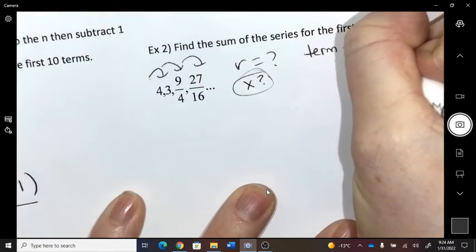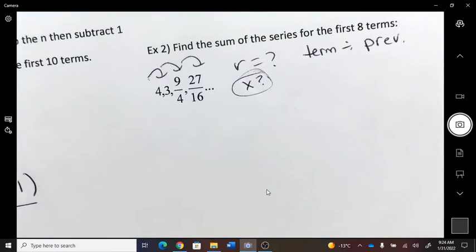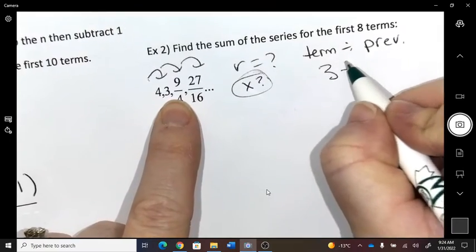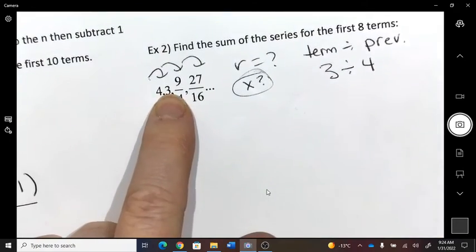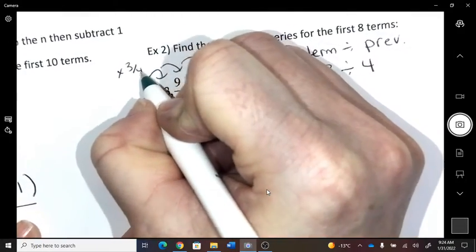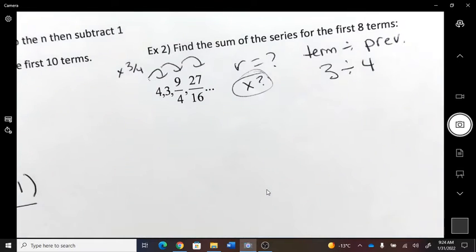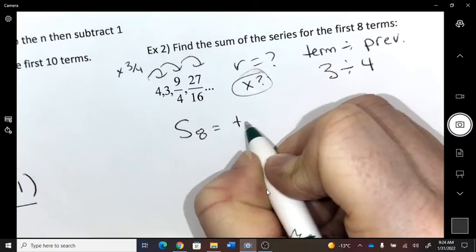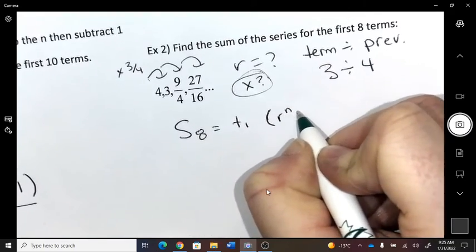What do you do if you can't see it? We take any term and divide by a previous term if you can't see it. So if I take a term, divide it by a previous term, what am I multiplying by? 3/4. Okay? Remember, if you ever see a sequence that looks like it's getting smaller, your R is a fraction or a decimal. Okay, so sum of 8. Okay, I'm just going to write this out. You don't have to.